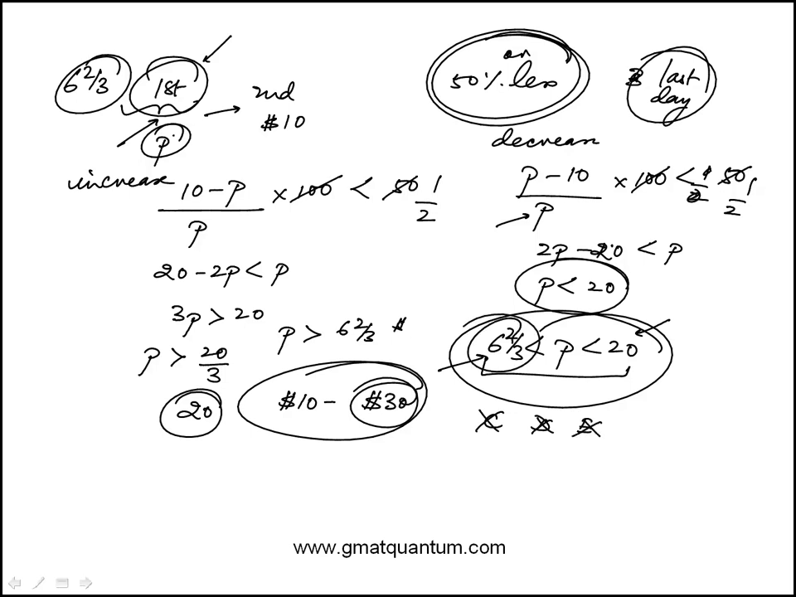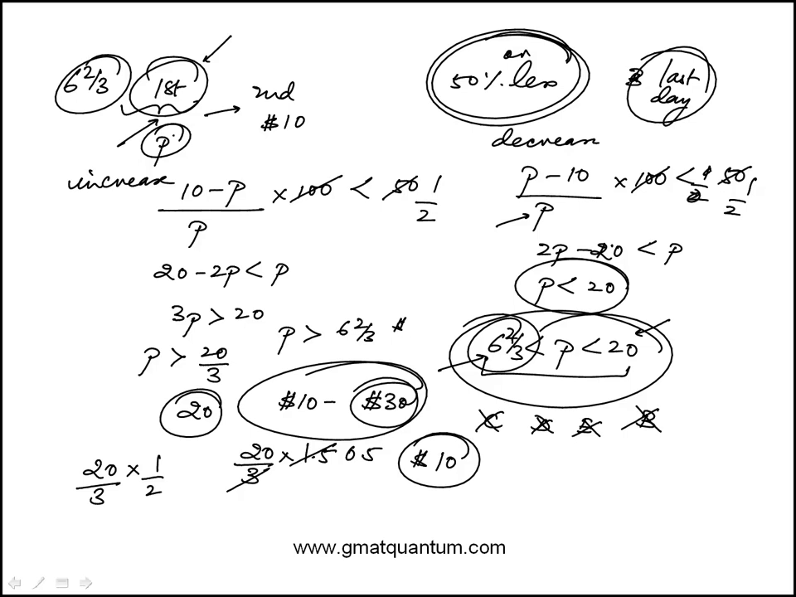Now I have to look at if the starting point price was 6 2/3, or I should say a little bit more than 6 2/3. So here, 50% more, so this is really 20 over 3. 50% more would be 1.5 times, so that's going to be $10. So I can go up to $10, which eliminates $9. And if it's 50% less, it would be half of that, which is 10 over 3, or I can go down to $3.33.